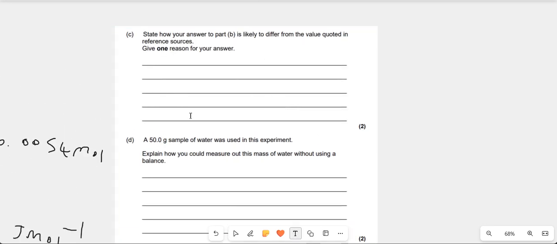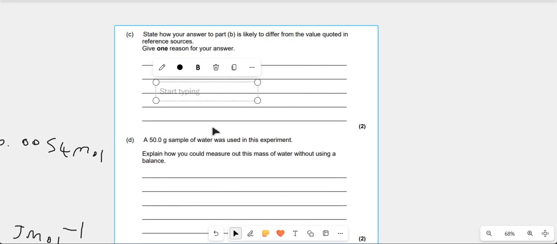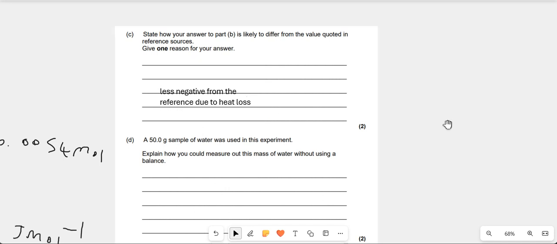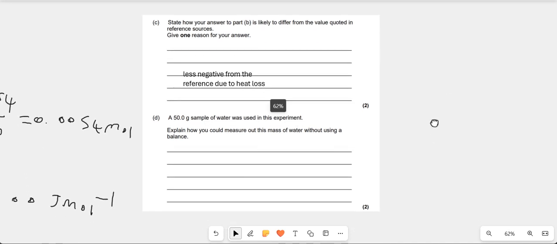State why the value is likely to differ from the value quoted. It says state how, so the reason is how different it would be. It'll be less negative, due to some heat loss, whereas the data value will be accurate. So it'll be less negative because of the heat lost.